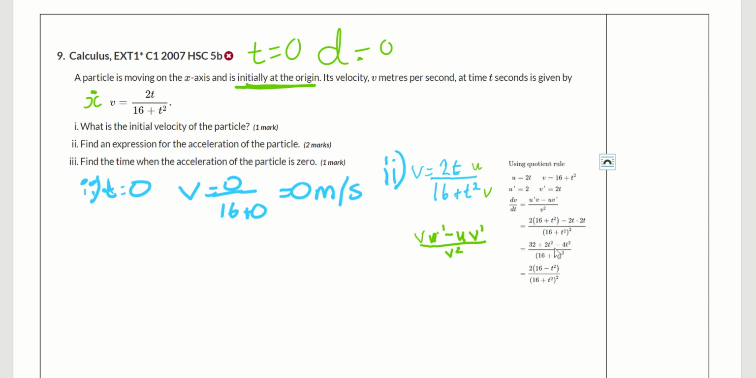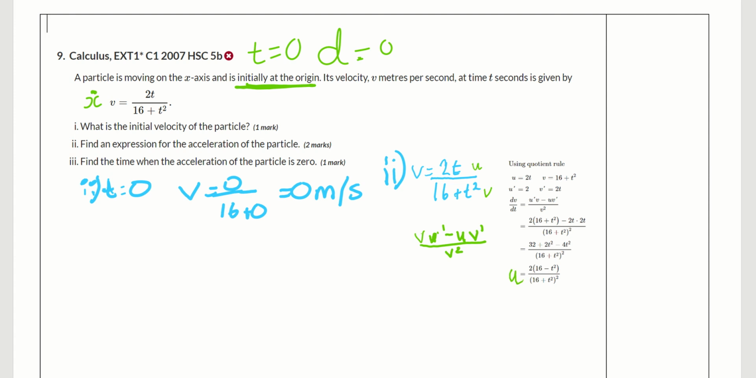So they've just gathered like terms and factorized to get their final answer there. And there's an expression for the acceleration. So now, the last part says, okay, find the time when the acceleration of the particle is 0. So think about what that means. What you've just created is an expression for the acceleration.